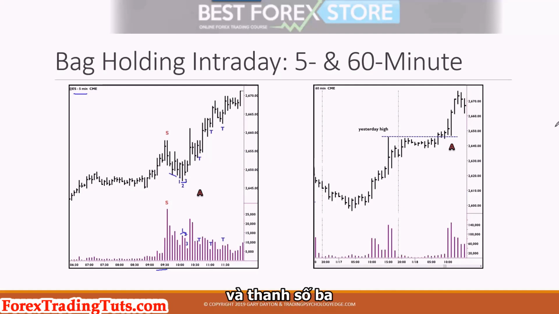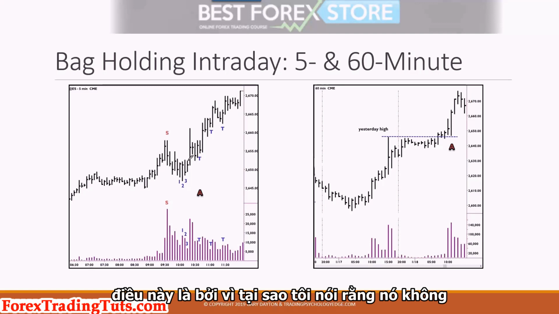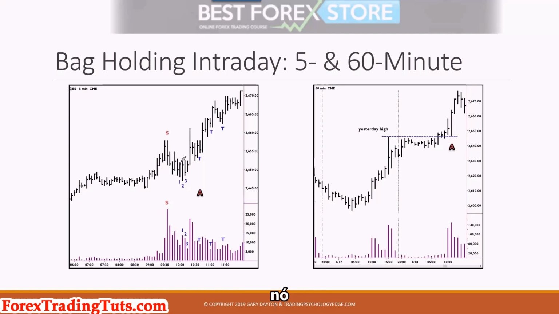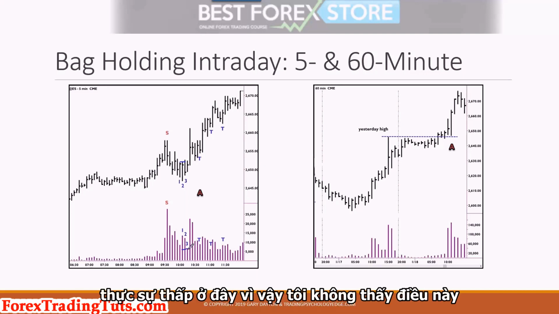And bar number 3, we have really not a good no supply bar, but that is what I would view this as. Because why do I say it's not good? It's kind of a wide range bar, first of all. It went higher than the last bar, couldn't hold it, and came down. So some selling had to do that. Okay, and it closes poorly. The thing that I view, though, is the volume, and it's really low here.